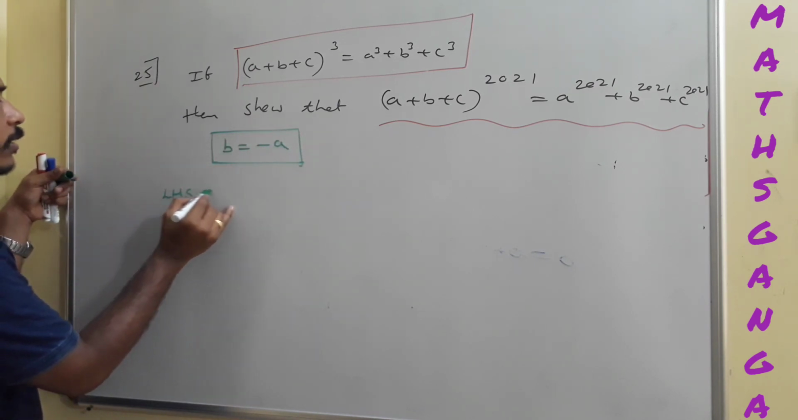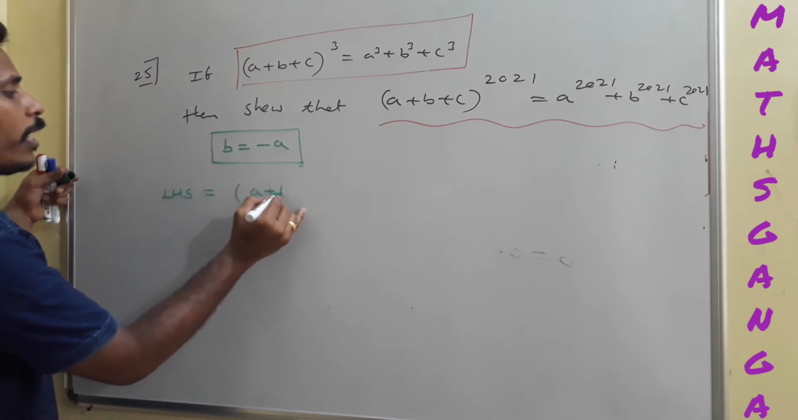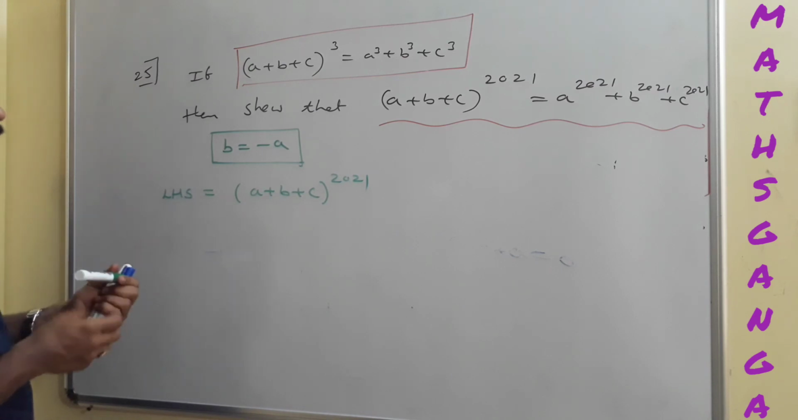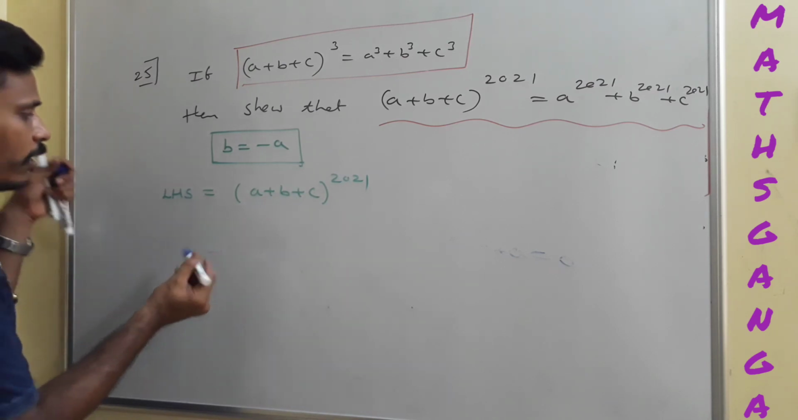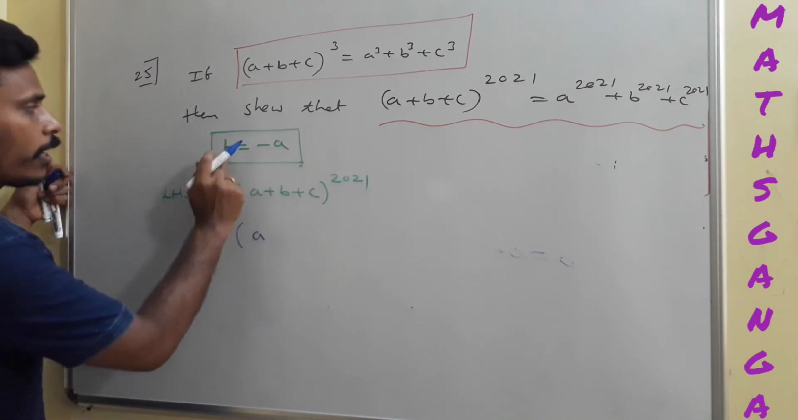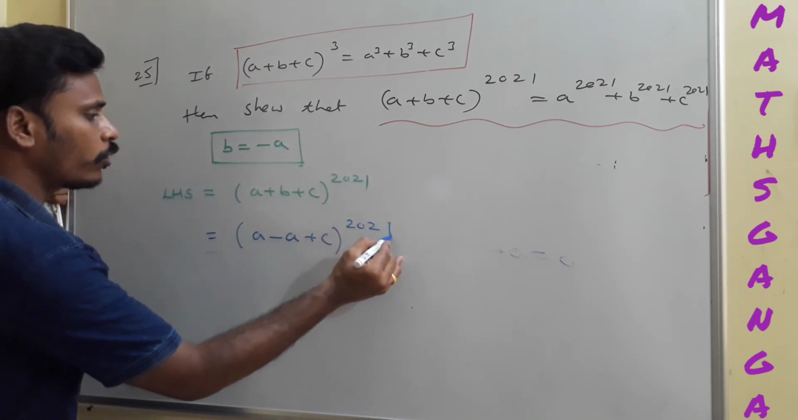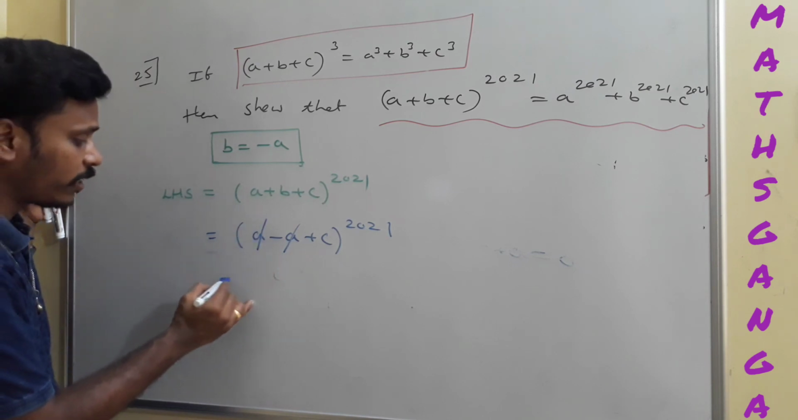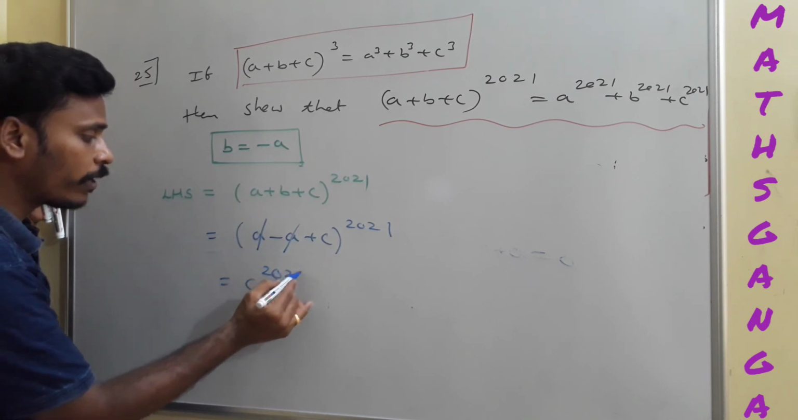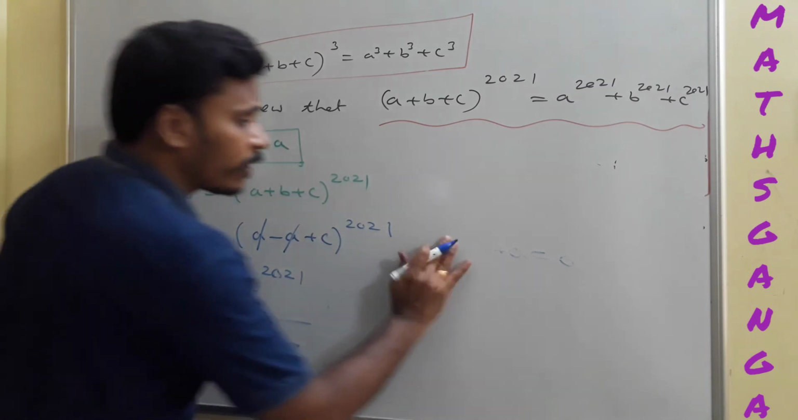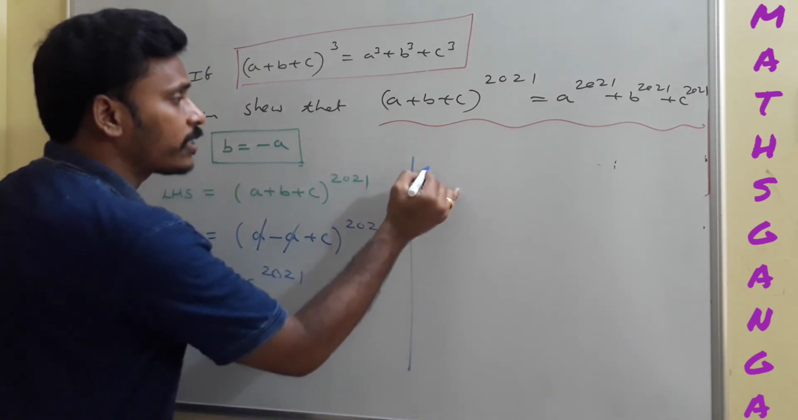Now the left hand side. What is the left hand side? (a plus b plus c) to the power 2021, and b is equal to minus a. So that is equal to a, replace b with minus a, plus c to the power 2021. a and a will get cancelled. You are left with c power 2021. That's the left side.